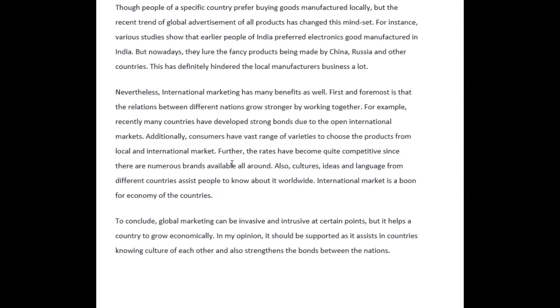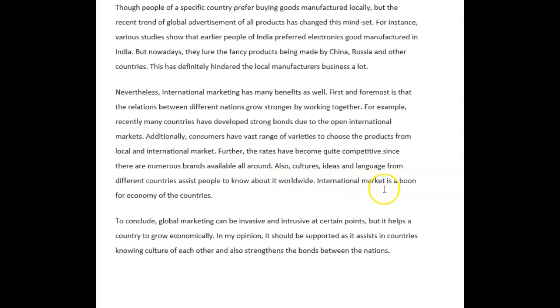Okay, again, this is trade. This isn't marketing. Okay? And where are you talking about culture, language, and ideas? So you're not really on topic here, I'm afraid. Further, the rates have become quite competitive since there are numerous brands available all around. Okay, again, not really marketing. So also, cultures, ideas, and language from different countries assist people to know about what's worldwide. All right, so yes, here you are on topic, but I don't know what this it refers to.